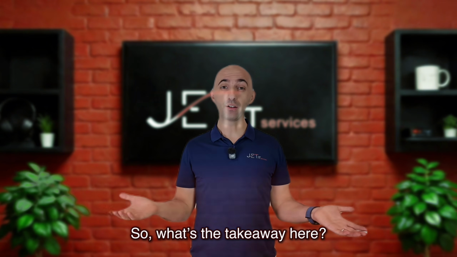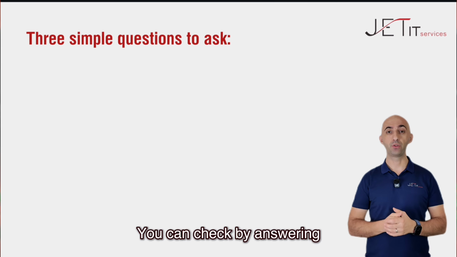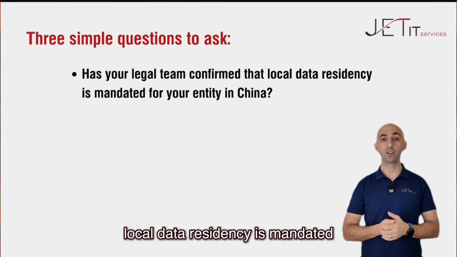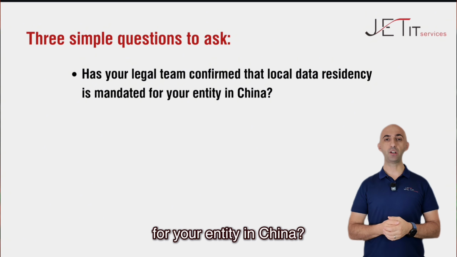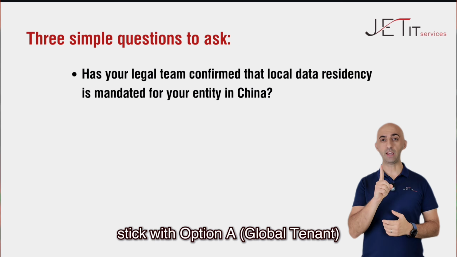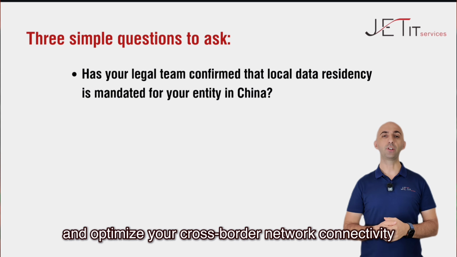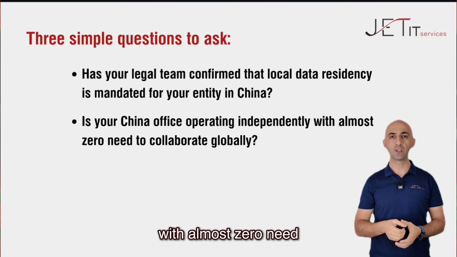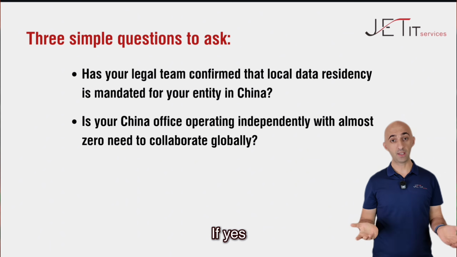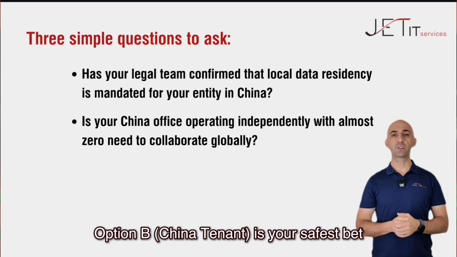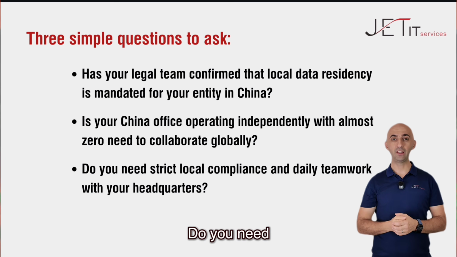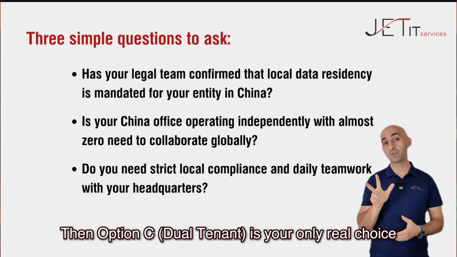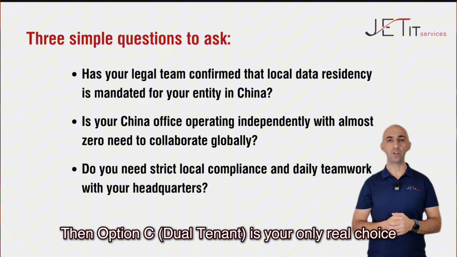So what is the takeaway here? There is no single best choice. You can check by answering these three simple questions. First, has your legal team confirmed that local data residency is mandated for your entity in China? If no, stick with option A, global tenant, and optimize your cross-border network connectivity. Second, is your China office operating independently with almost zero need to collaborate globally? If yes, option B, China Tenant, is your safest bet. Third, do you need strict local compliance and daily teamwork with your headquarters? Then option C, Dual Tenant, is your only real choice.